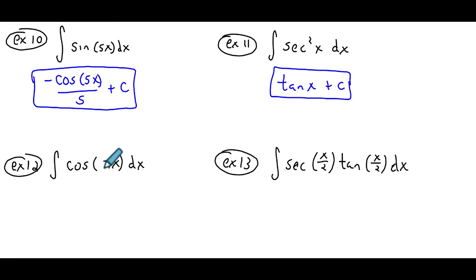Integral of cosine of pi x dx, well, that's going to be the integral of cosine is sine, so that's going to be sine of pi x over that constant pi plus c.